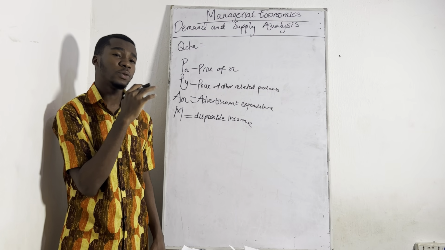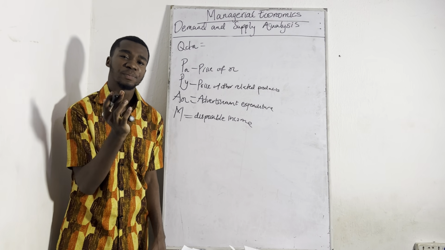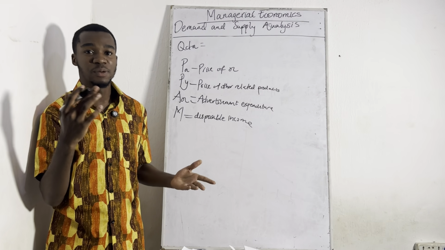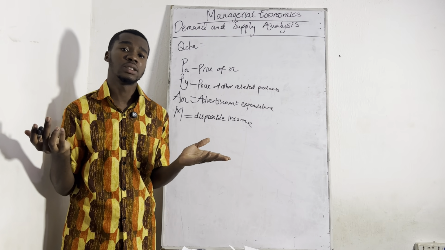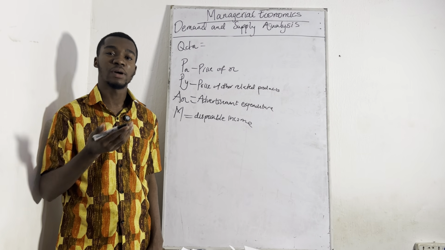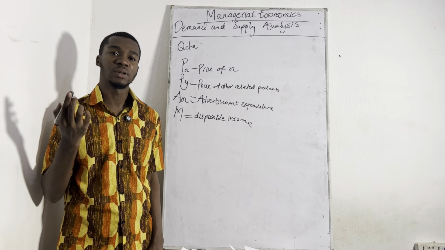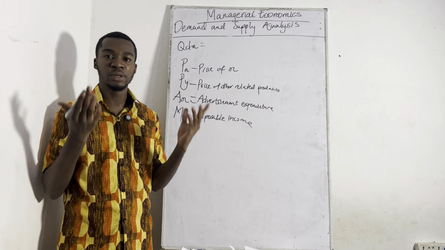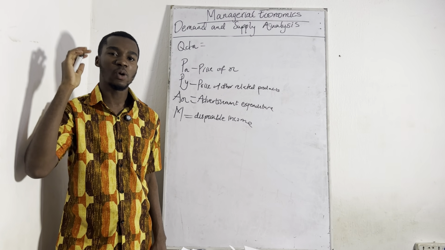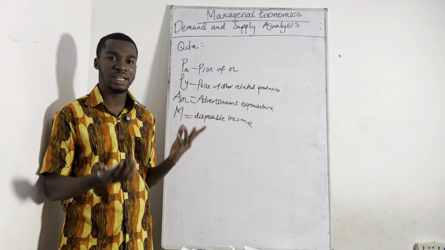So for normal goods, when the price goes up, the quantity demanded also goes up. So they have the same relationship, or they are positively related. But for inferior goods, they are negatively related. When the price goes up, the quantity demanded goes down. So that one, they are negatively related.